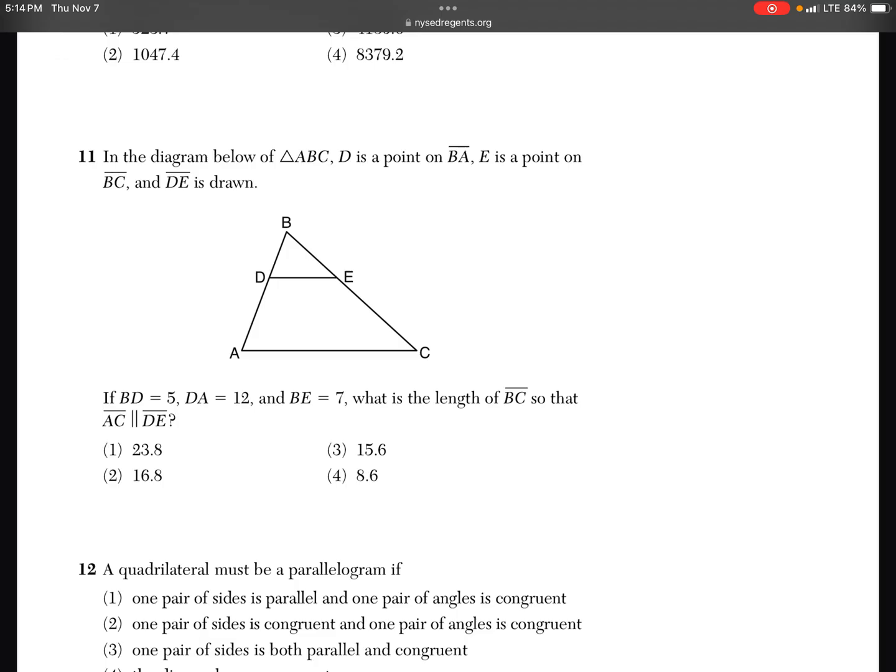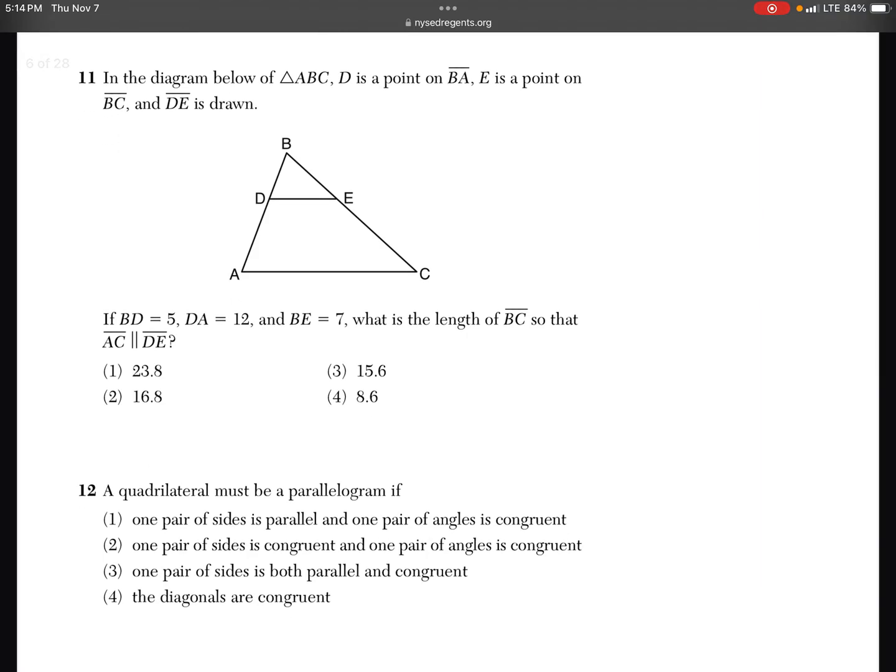Number 11, in the diagram below, triangle ABC, D is a point on BA, E is a point on BC, and DE is drawn. If BD is 5, DA is 12, BE is 7, what is the length of BC to make them parallel? All right, BD is 5, DA is 12, BE is 7. And we want them to be parallel, so the side splitter theorem would have to come into play. So 5 is to 12 as 7 is to, it's going to be either answer 2 or 3. Let's see here. 5 is to 12, so that's like 2.4 times that. 2.4 times 7, 14 plus 2.8.